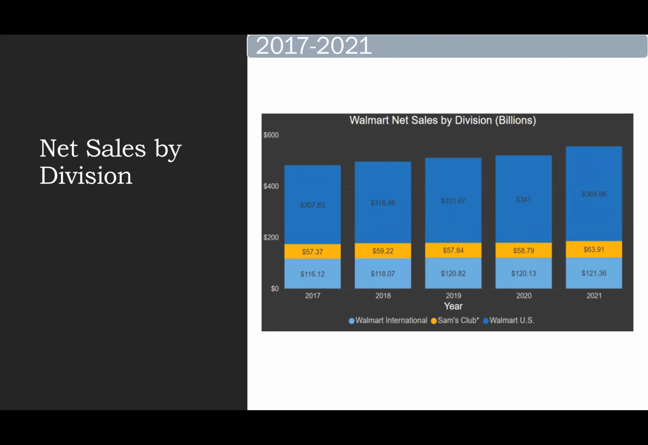Now, moving on to the financials and the performance of Walmart, we divided it into its three most important divisions, which are International, US, and Sam's Club, which is a wholesaler that can be found throughout some countries in South America and Canada and China. The net profit has increased, but in a moderate way.